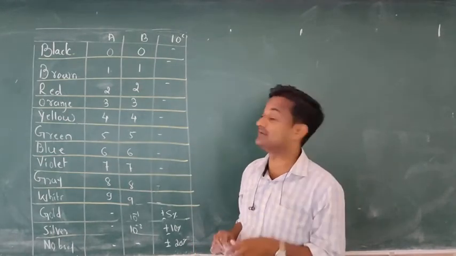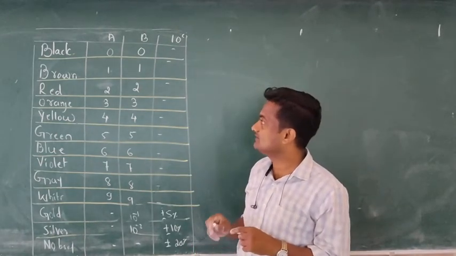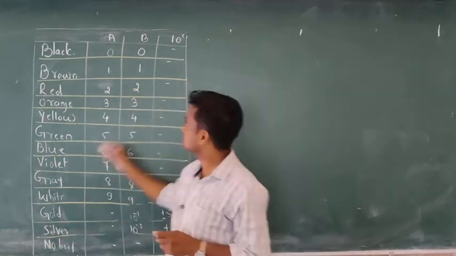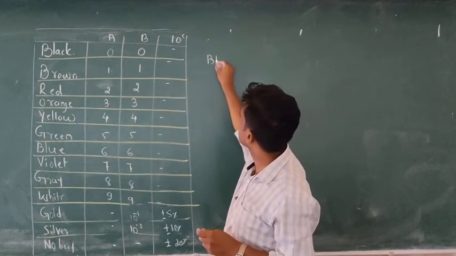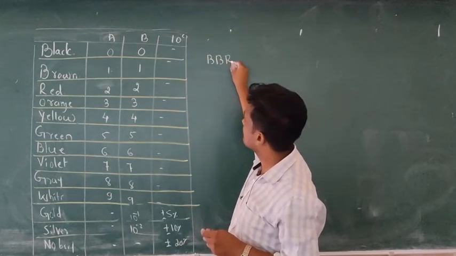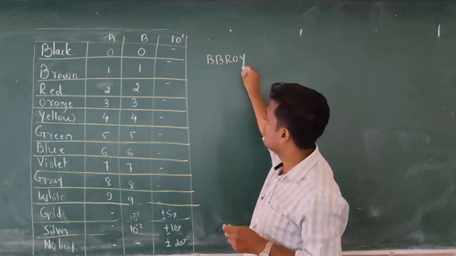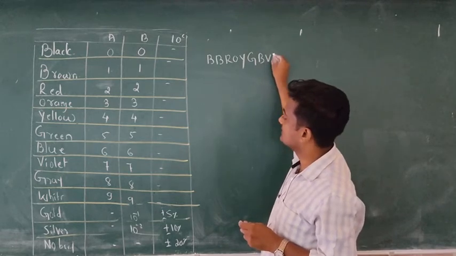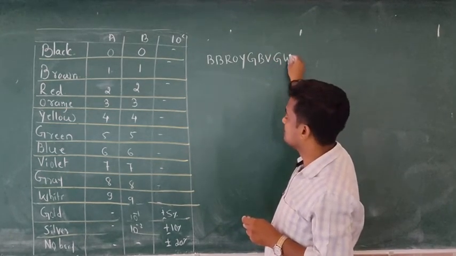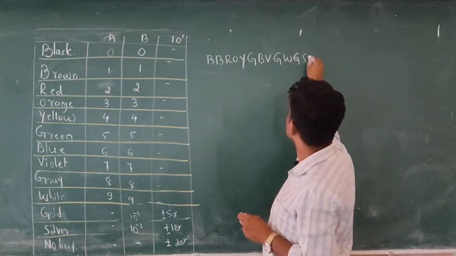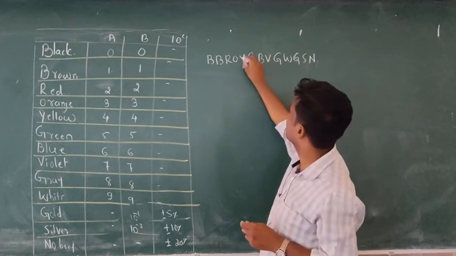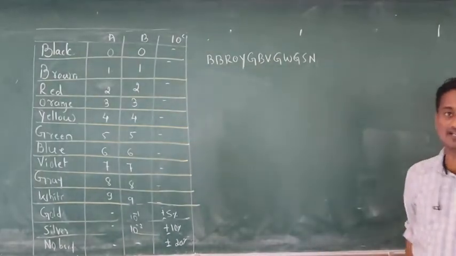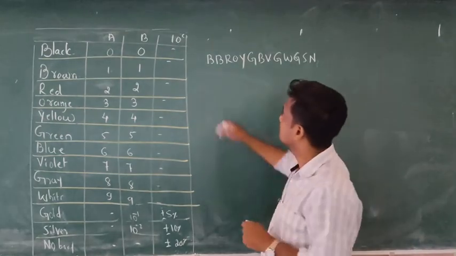Then how to remember this? There is one clue. We have to write the first capital letters: B, R, O, Y, G, B, V, G, W, G, S, N. That is 1, 2, 3, 4, 5, 6, 7, 8, 9, 10, 11, 12, 13. We have to remember this, but again it is difficult, so here is one more hint.